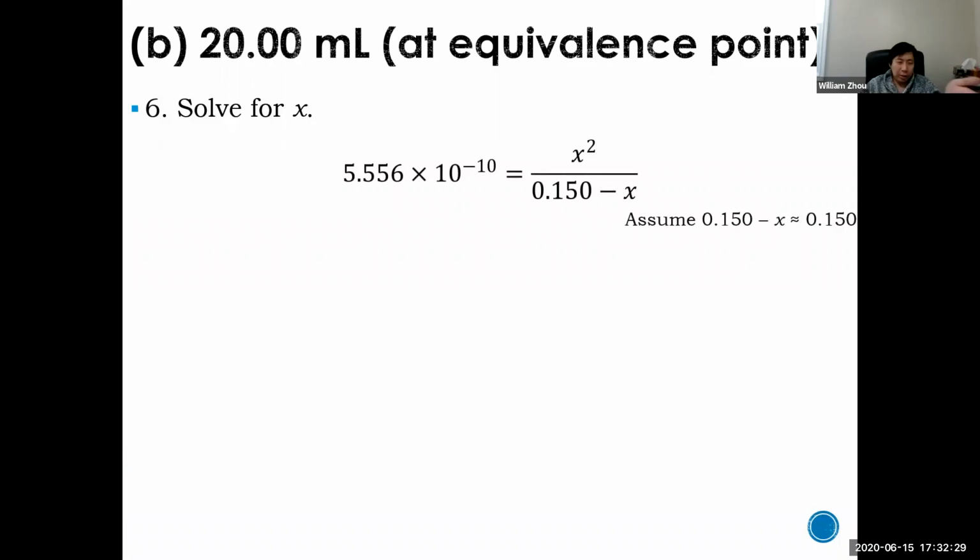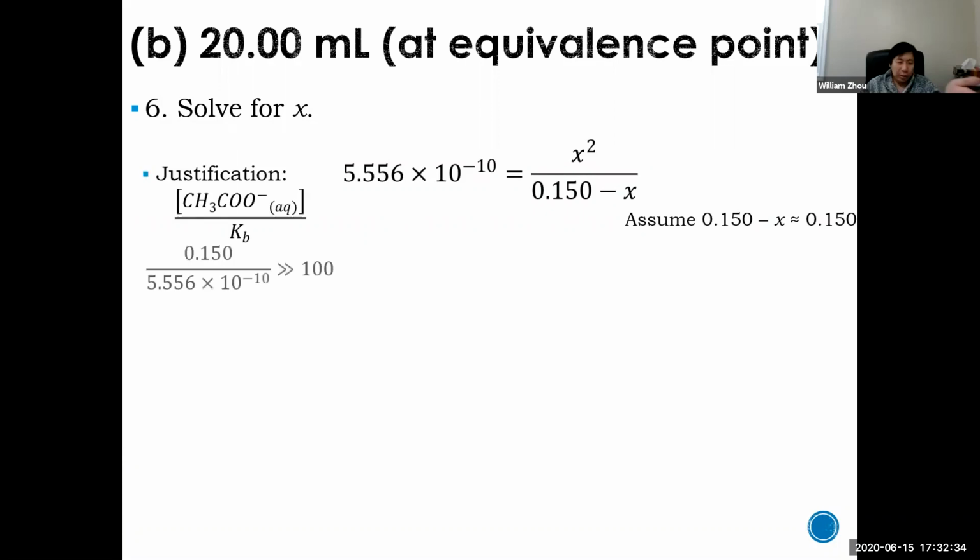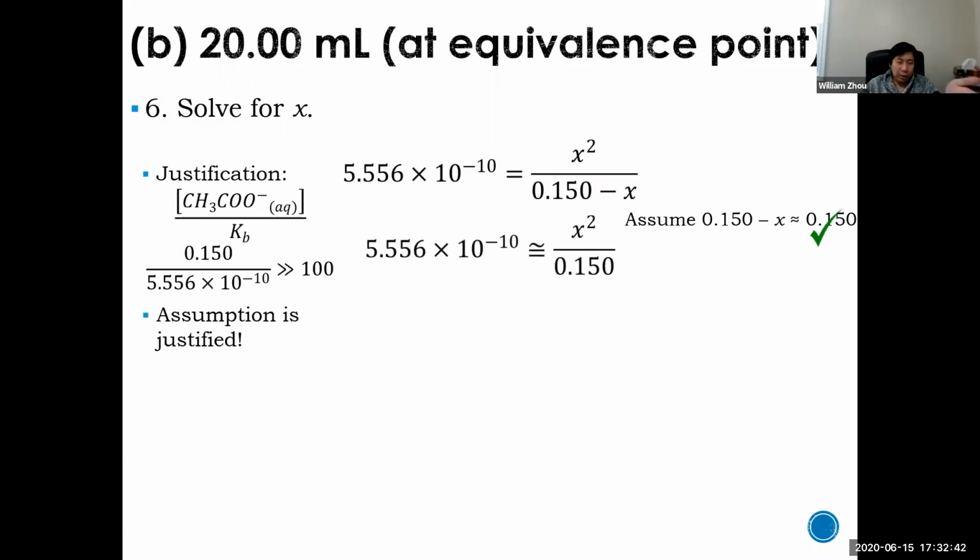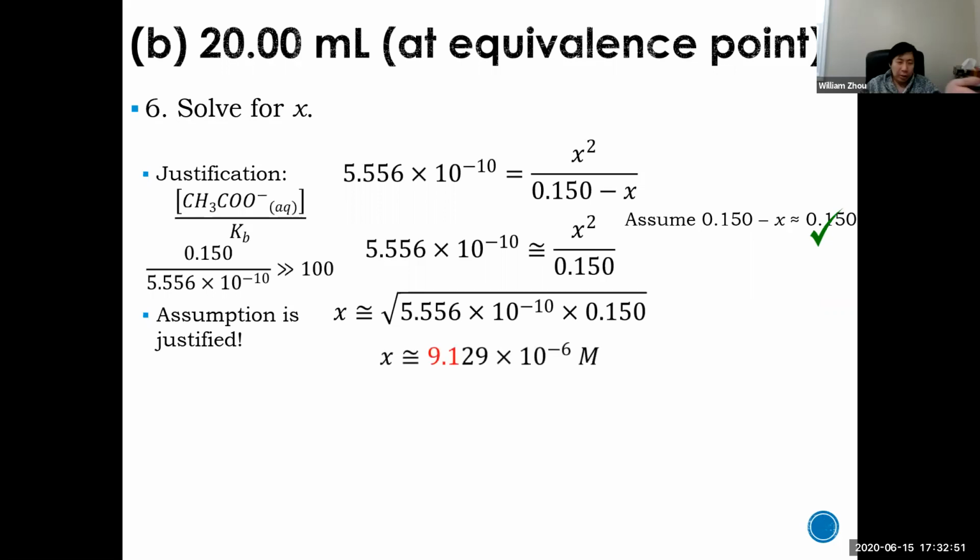Okay, of course, you would do the assumption. Why would you not? You justify, well, 0.150 divided by 10 to the negative 10, that is like a billion. Okay, that's way greater than 100. So yes, we are safe in this assumption. You drop the x, you can now rearrange and solve for x. Using the calculator, x is approximately 9.129 times 10 to the negative 6. Okay, we clear about that?